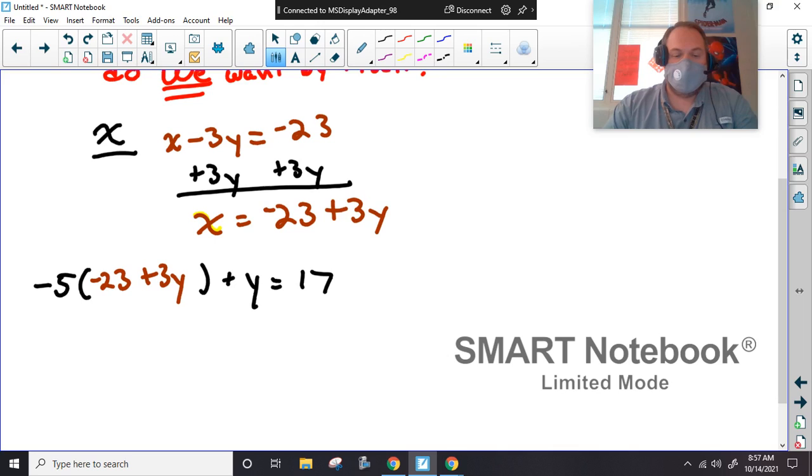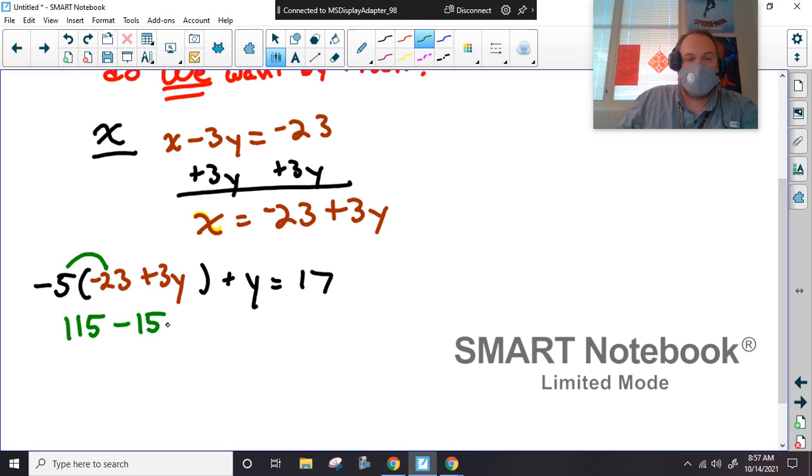All right. So is everybody to this point right here? Yes, you can write it 3y minus 23. That's fine. Now we get to distribute. Negative 5 times negative 23, if you wrote it this way, would be what? 115. Very good. And this negative 5 times a positive 3 would give us a minus 15y.